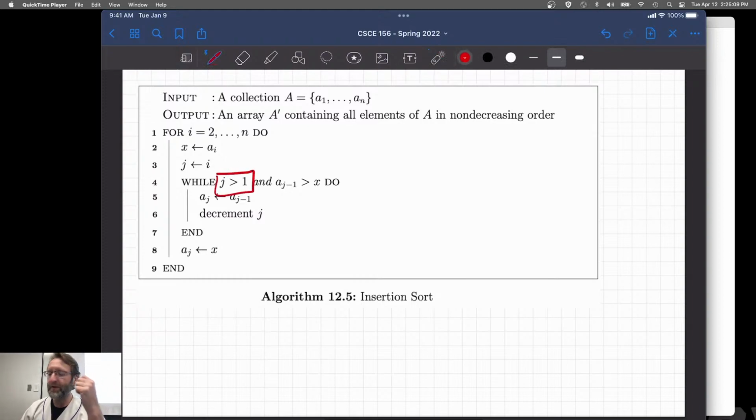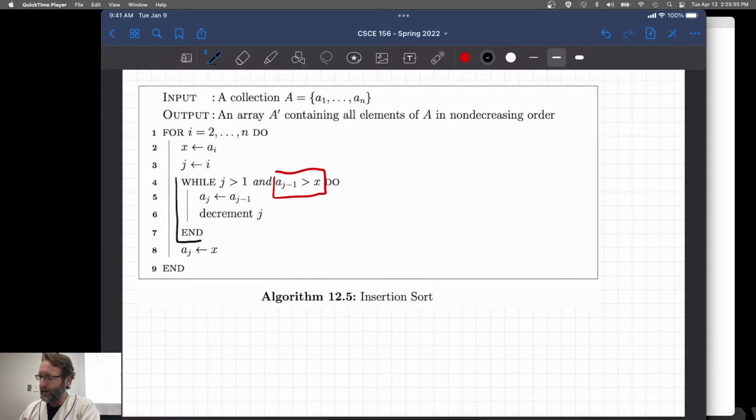Is it this comparison right here? No, that's necessary for the control structure of the algorithm. That's just a bounds check. Are you about to fall off the face of your array? Okay. This is the real comparison right here on line 4. Right. How many times is that executed with respect to the input size?